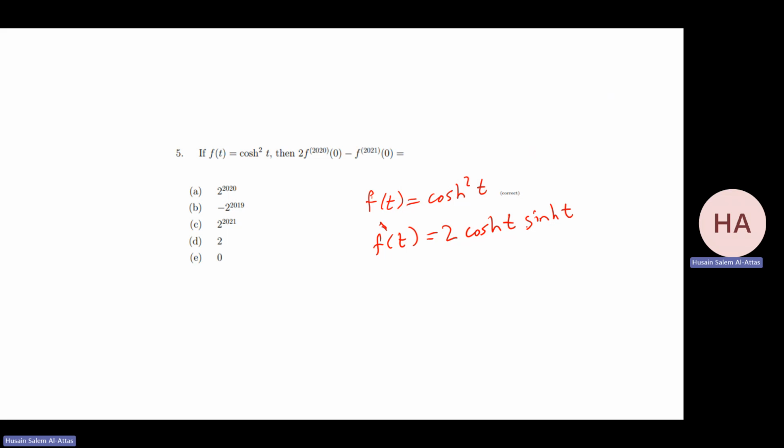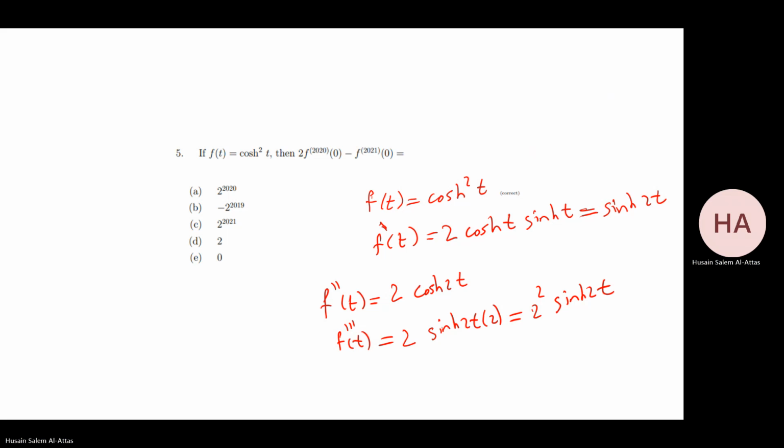Now I lose the product. No need. This one is what? This one is sine hyperbolic 2t. So f double prime will be what? 2 cosine hyperbolic 2t. f triple prime will be 2 times sine hyperbolic 2t times 2, so it's 2 squared sine hyperbolic 2t. The fourth derivative, just to be sure, will be 2 cubed cosine hyperbolic 2t.